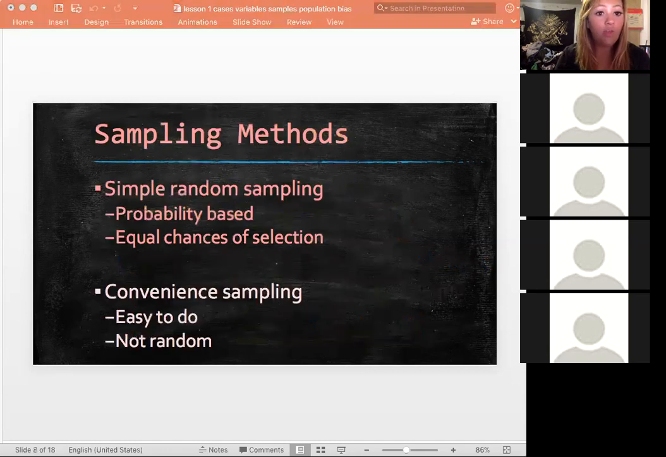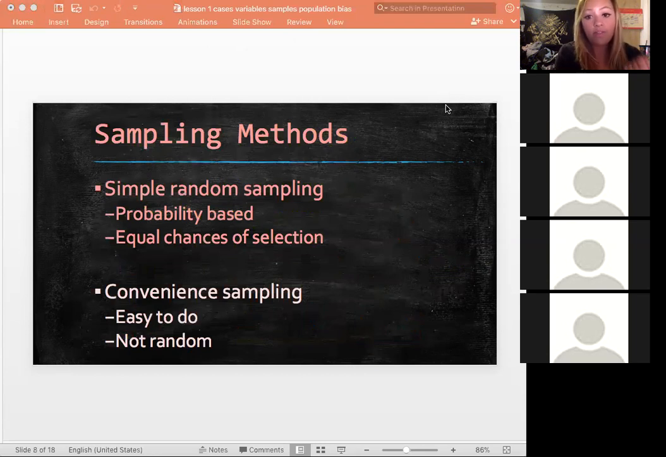Okay, so when we are taking samples, we have two different types of sampling methods that we can use. Simple random sampling is a preferred method because this is where we can find more representative samples that are independent from one another. And it is probability based. If you had a jar of marbles with 7 blue marbles and 3 green marbles, it's a 3 out of 10 probability that you get a green marble.